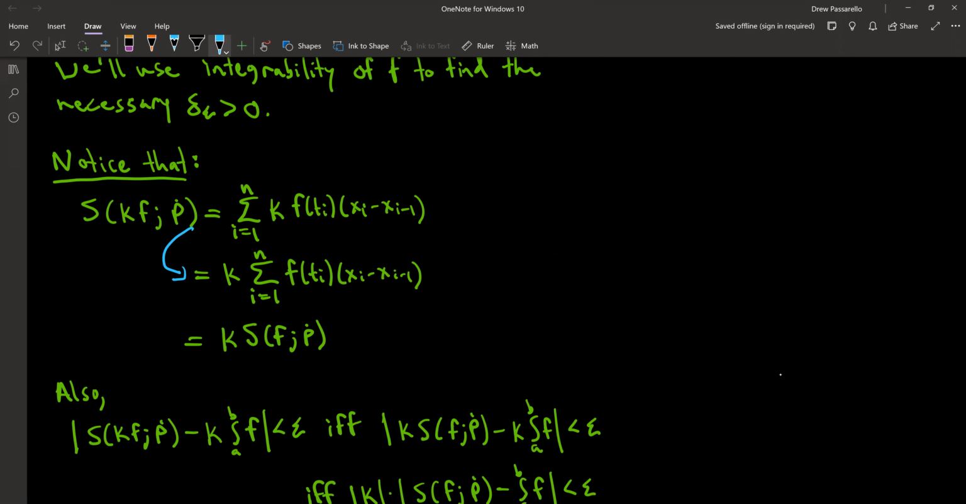So that's what's going on here, going from this line to here. And then going from this line to that line, that's basically k times our notation S(f, P), and that's the Riemann sum involving just f. All right, so we basically noticed that S(kf, P) is equal to k times the Riemann sum S(f, P).